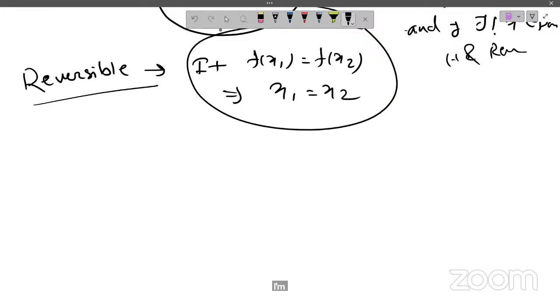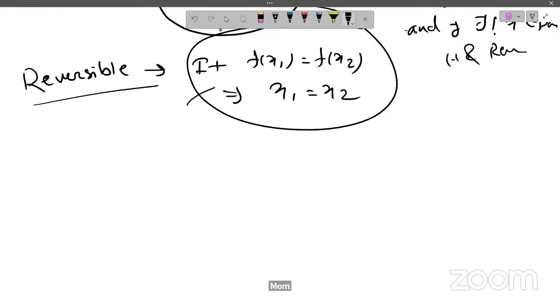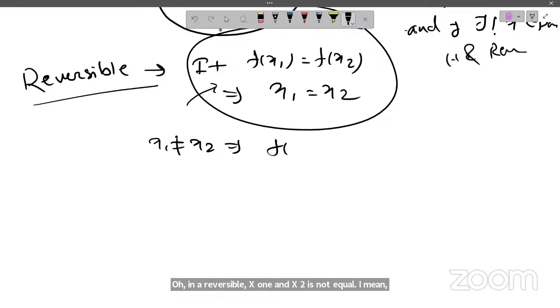Ma'am, in a reversible function, x1 and x2 are not equal, na? I mean, every value should be unique. Then how is it possible? I'm writing it in a different way. You have written that x1 is not equal to x2. This should imply f of x1 is not equal to f of x2, right? You're saying this thing, right? Yes, ma'am.